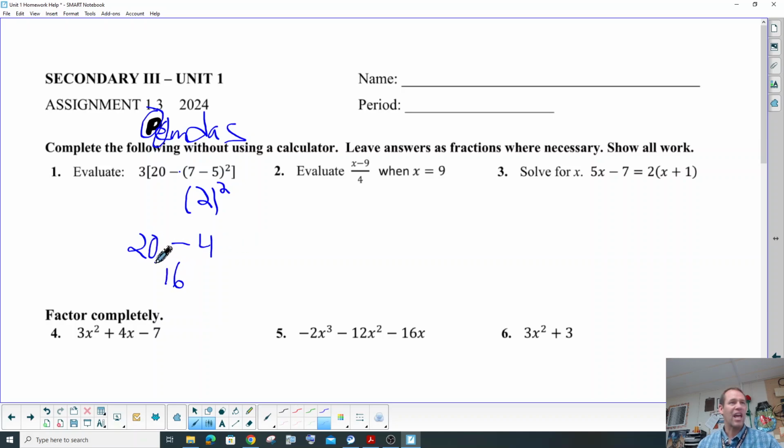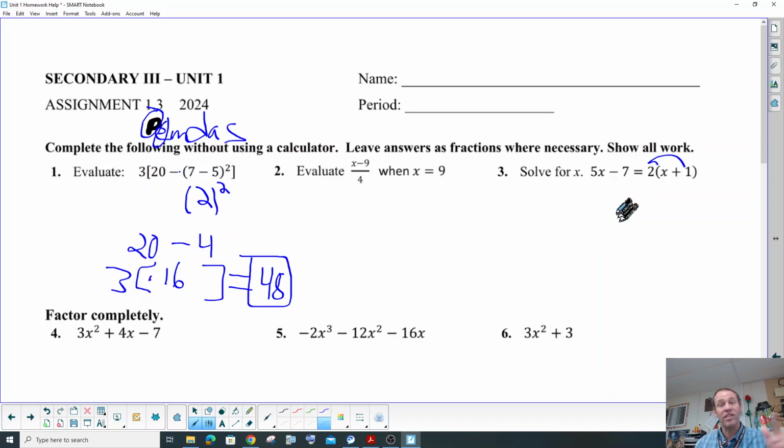And so 20 minus 4 is what? 16. And then brackets are kind of at the very end, working our way from inside to outside. And so we're simply going to do 3 times 16. And so if you put that into your calculator, what do you get? Did you do it in your head? Whoa. Did you get 48? I got 48. Nice.